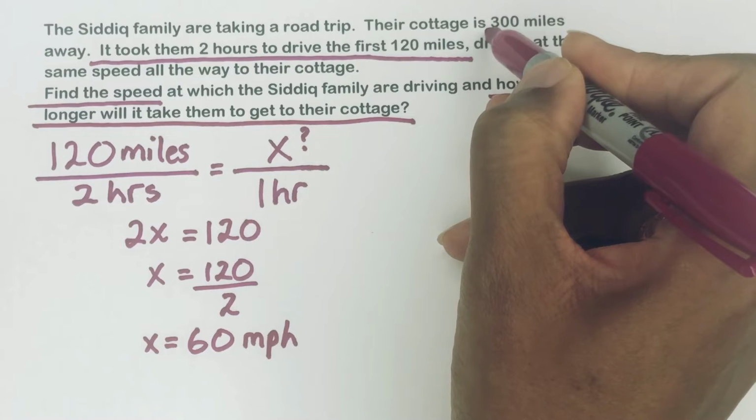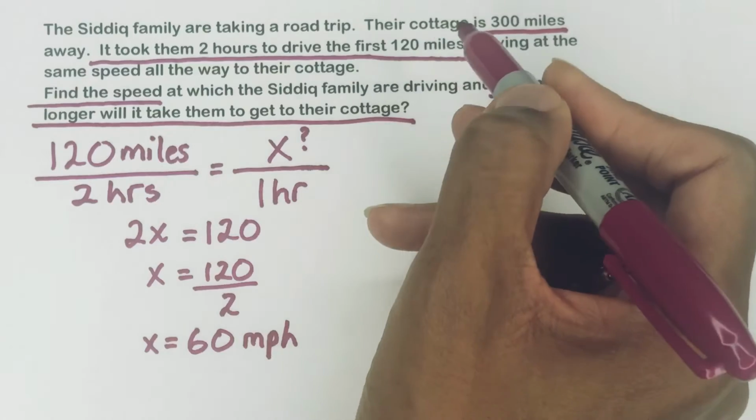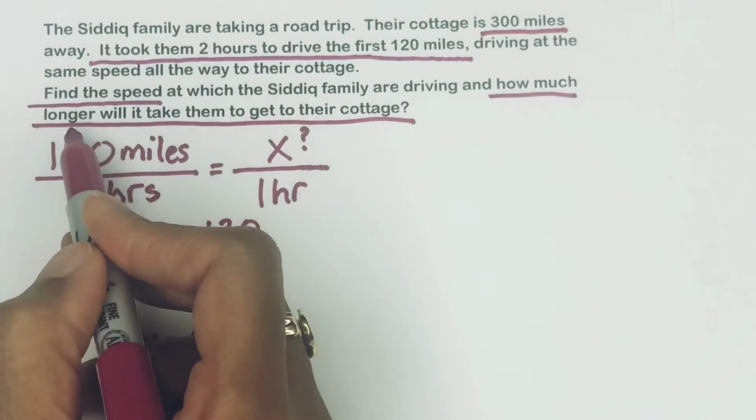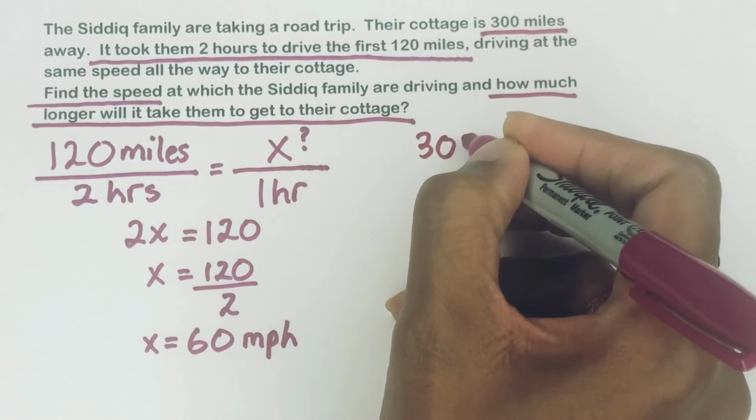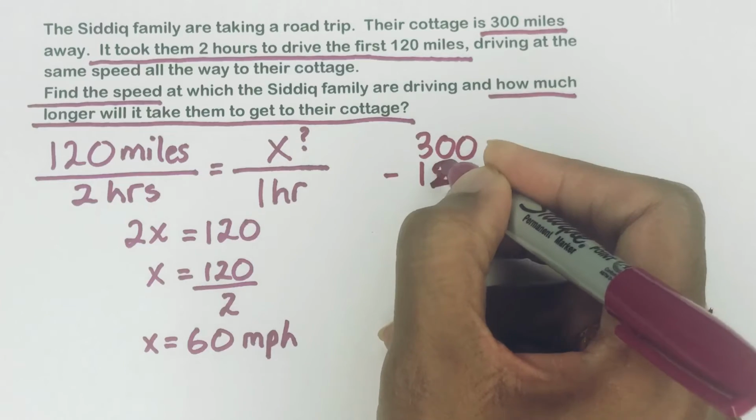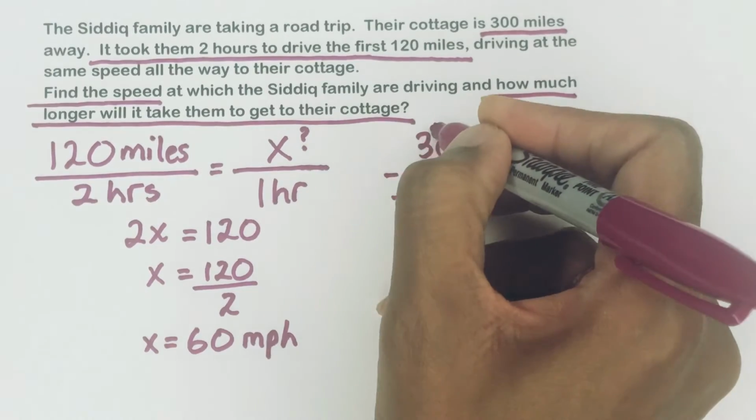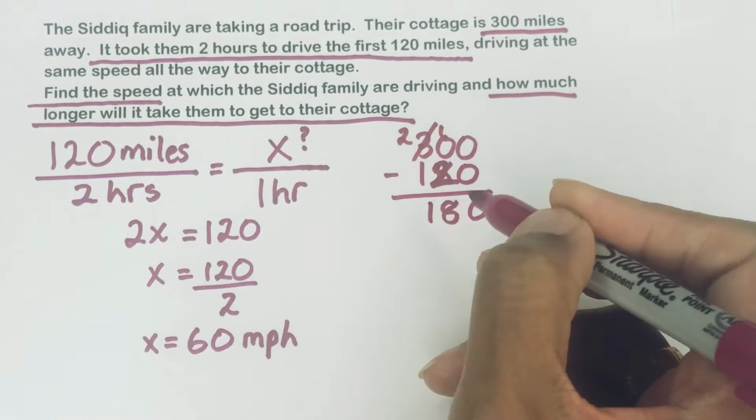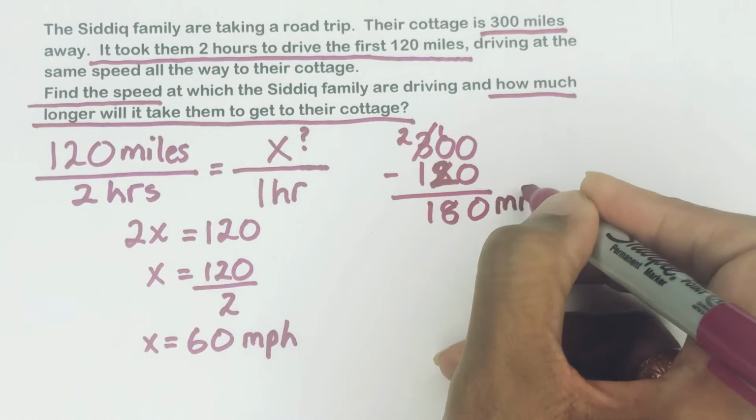They were 300 miles away, but they drove the first 120 miles. So we want to subtract that 120 miles to see how much they have left. When it says how much longer, that's why we're subtracting, because we want to find out how much they have left. So we have 300 and we're taking away the 120 miles, not 80. 10 take away 2 is 8, 2 take away 1 is 1. So they have 180 miles left to go.